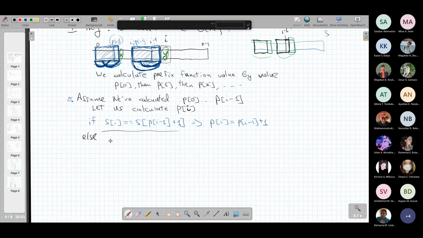So we just want to say else if s of I is equal to s of p of I minus 1, p of I minus 1.